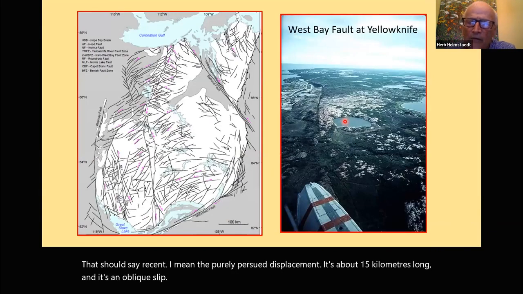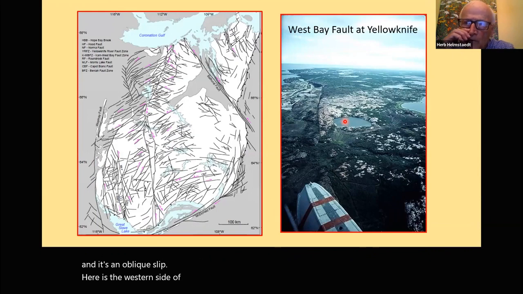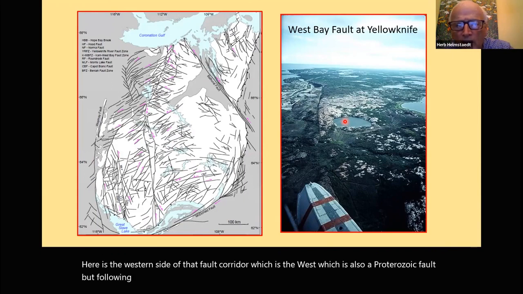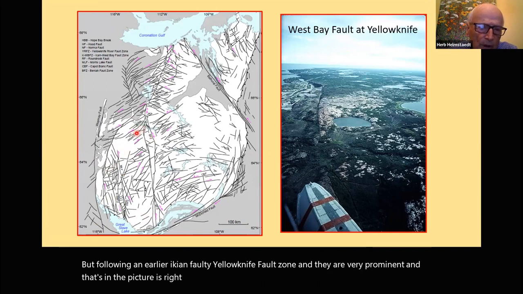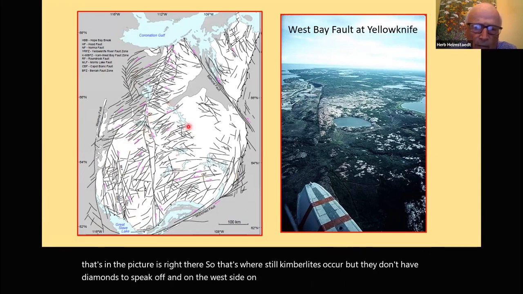Here is the western side of that fault corridor, which is also a Proterozoic fault, but following an earlier Archean fault, the Yellowknife Fault Zone. And they are very prominent, and that's on the pictures right there. So that's where kimberlites still occur, but they don't have diamonds to speak of. And on the east side of this one, that's where the mines are.